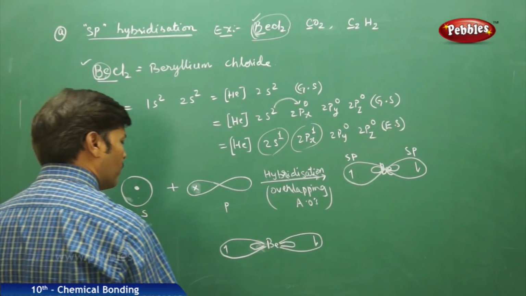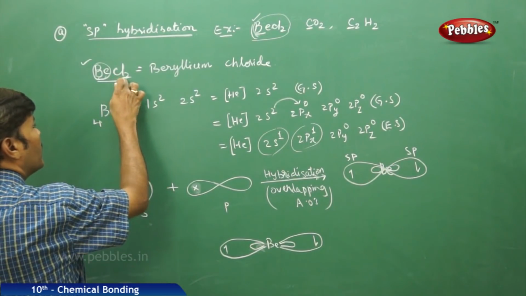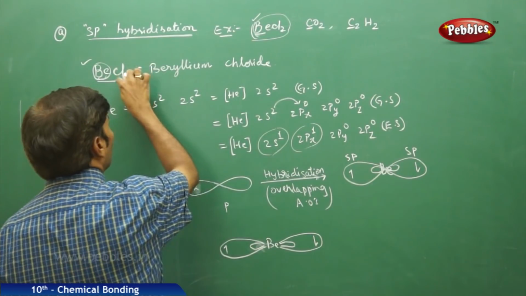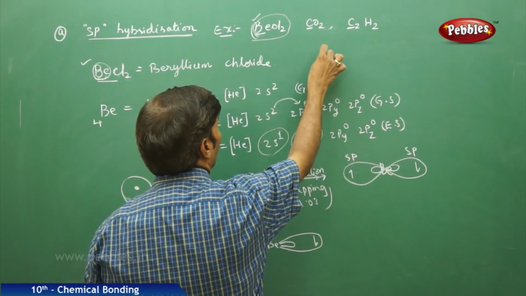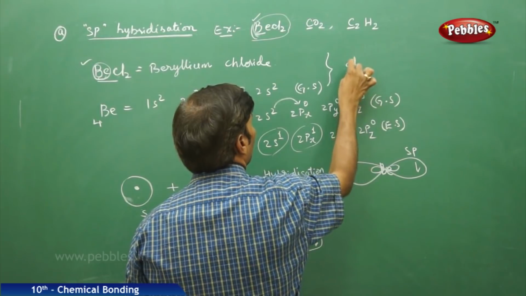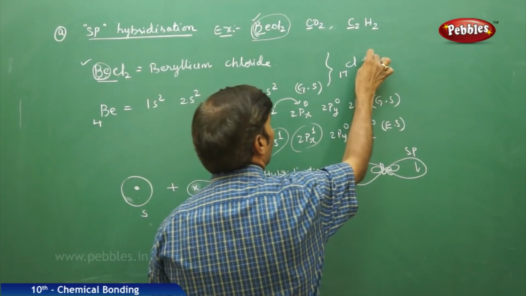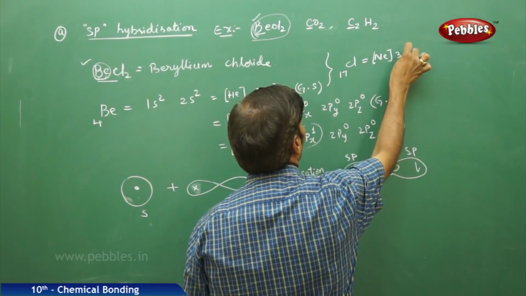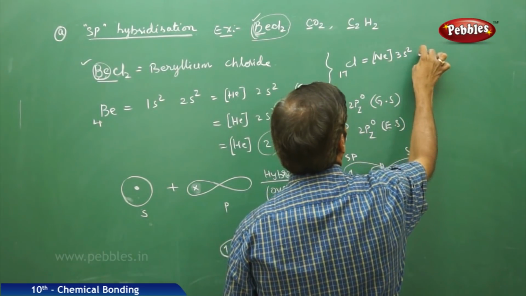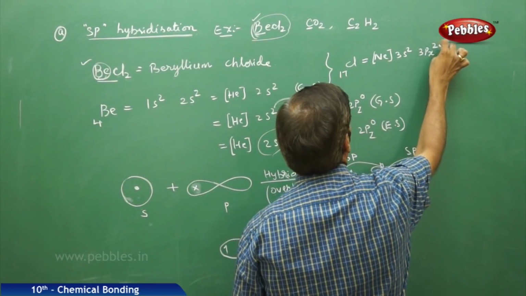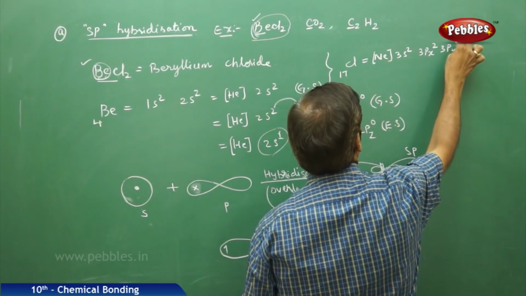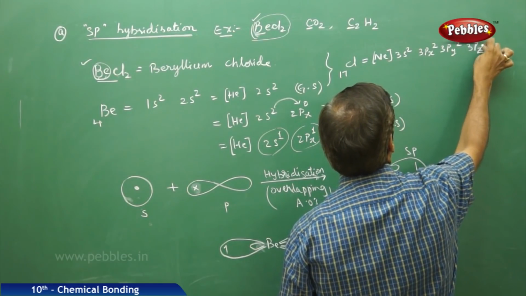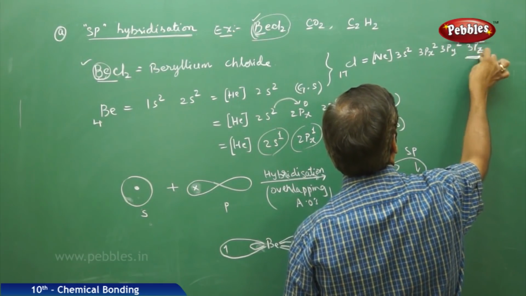Now if you take the two adjacent atoms of chlorine, in beryllium chloride two adjacent atoms of chlorine are there. So what I am going to do is take one chlorine, atomic number 17. Here write the electronic configuration: neon, 3s2, 3px2, 3py2 and 3pz1. I am underlining this atomic orbital.